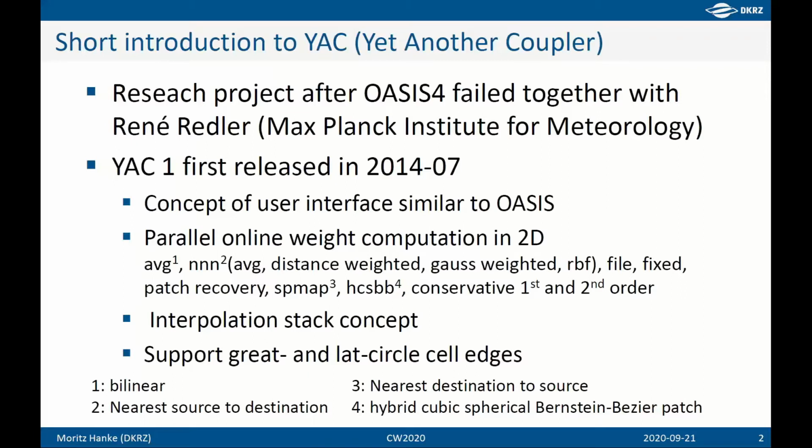The overall concept of the user interface is very similar to OASIS as it is now, because we came from the same base, basically. It has online parallel weight generation in 2D, and by now there are various different interpolation methods like nearest neighbor with different weighting options, patch recovery as seen in ESMF, also conservative in first and second order. And the second order in this case is based on the same paper as in ESMF and XRS as far as I know.